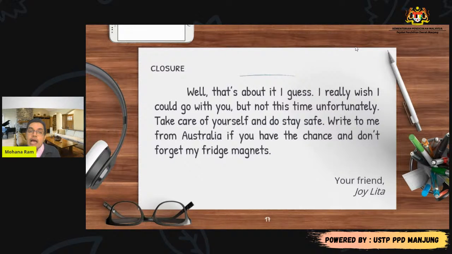Or if you want to use an idiom, you can say, I have to pen off my letter now. Here I say, I really wish I could go with you, but not this time, unfortunately. Take care of yourself and do stay safe. Very simple, a nice way to end your letter.